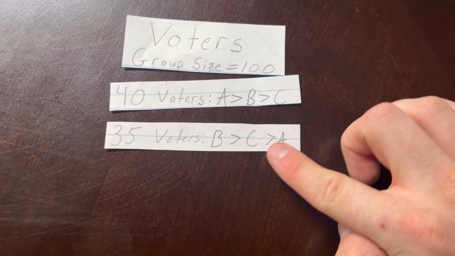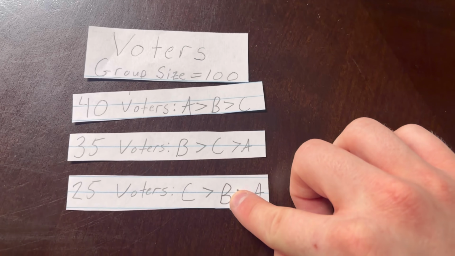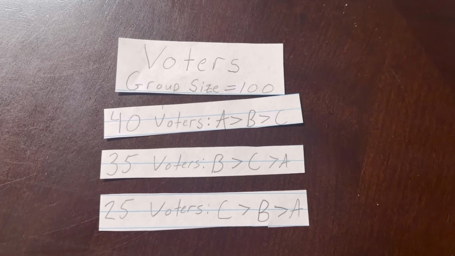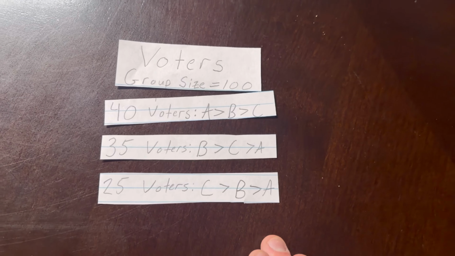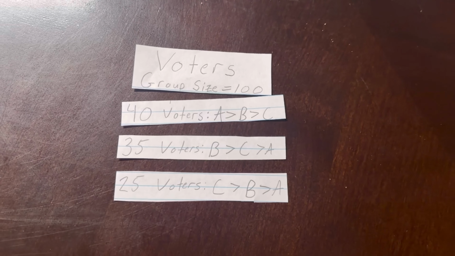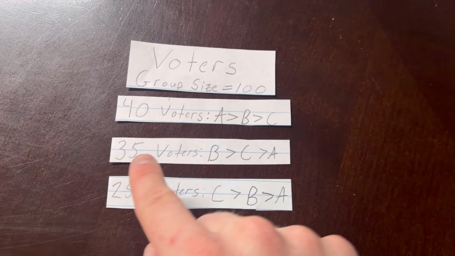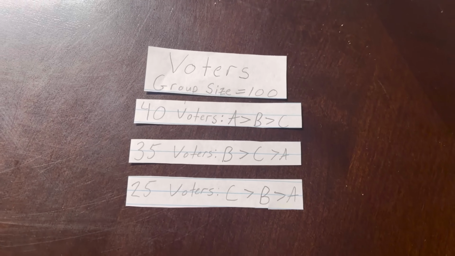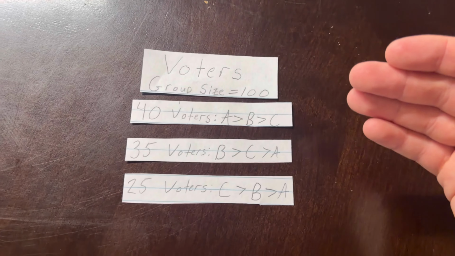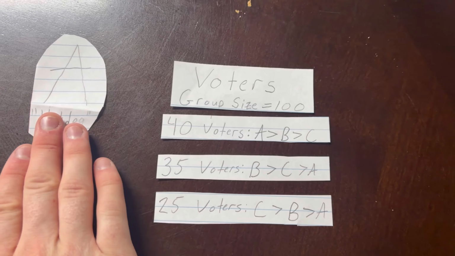35 of these voters prefer B over C and C over A. And the last 25 of these voters prefer C over B and B over A. If we consider this from a majority voting process, clearly A would win because 40 voters picked A as their first and best candidate. So for a majority vote, clearly A wins, right?